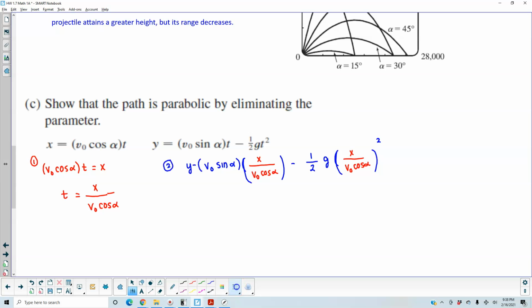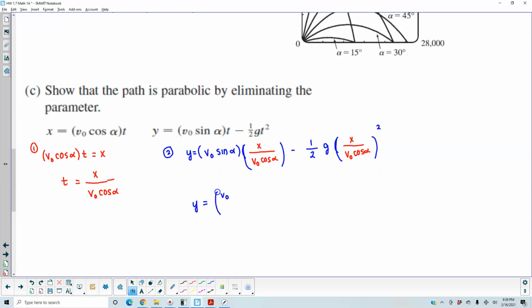And so we have y, which is equal to the velocity times sine alpha divided by the velocity times cosine alpha, x, minus 1/2 g times x squared over the velocity squared cosine squared alpha.